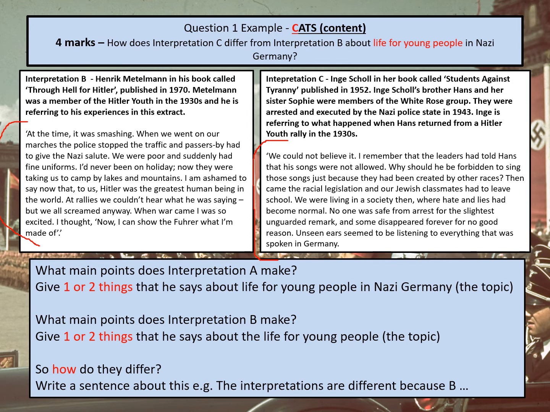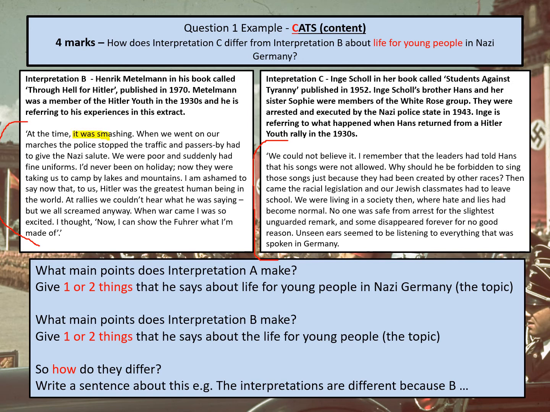So as you can see, that one is clearly quite negative about life for young people in Nazi Germany. So already we have our statement, don't we? We know that the interpretations are different because interpretation B is positive about life for young people in Germany and interpretation C is negative. Let's pick out some key points then that we would like to make sure we understand about this.